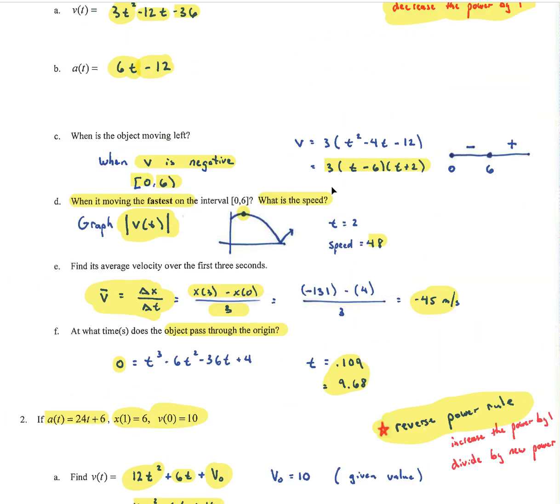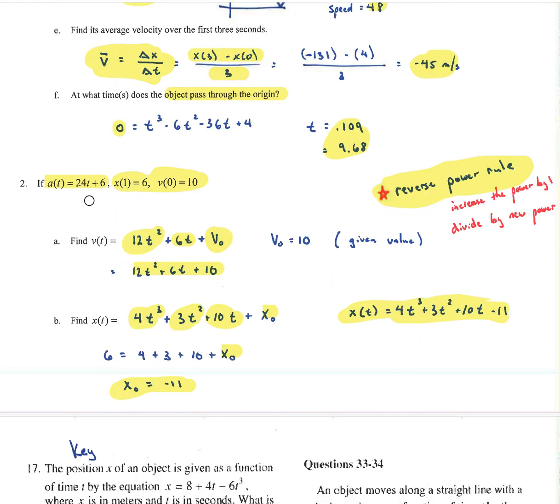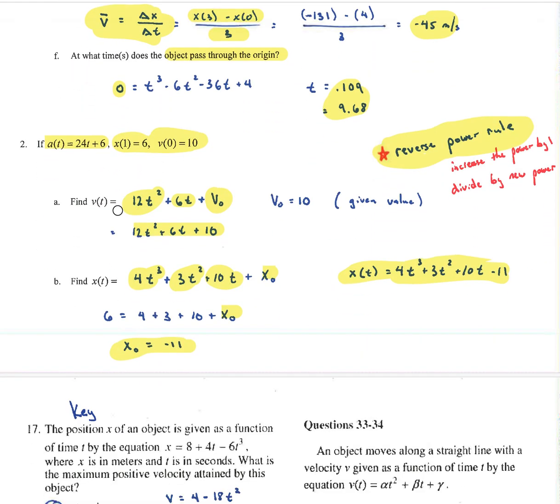Okay, these questions are the exact opposite of each other. This was position: take a derivative to find velocity, and a derivative to find acceleration. This is given acceleration: take an antiderivative to find velocity, and an antiderivative to find position. Again, I usually say the word integral, where Mr. Gimrick usually says antiderivative, and they are the same, so no big deal either way.